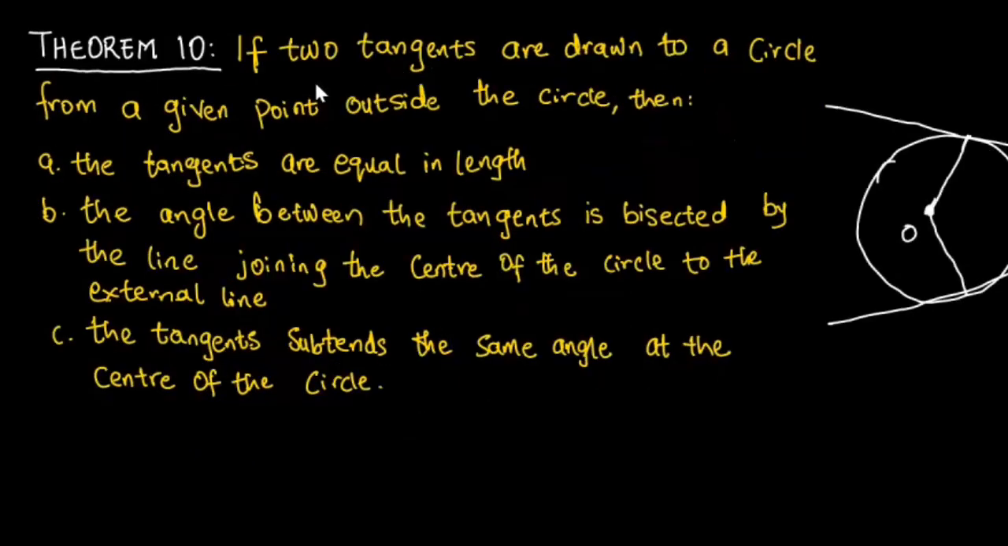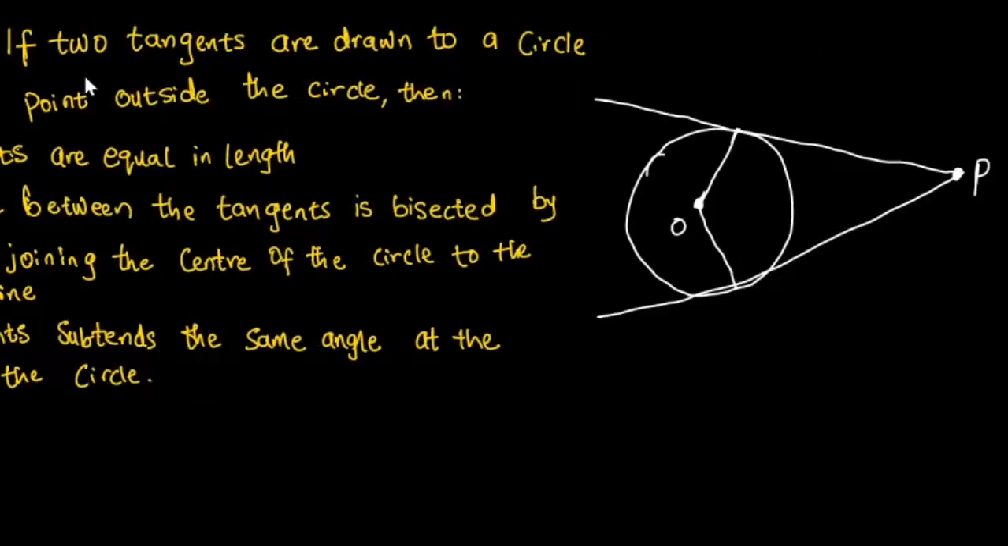So our last theorem, which is theorem 10 in this video series, says that if two tangents are drawn to a circle from a given point, we'll begin by using our diagram because it's a very lengthy theorem. So we have two tangents drawn from a common point. This is our common point P. Let's say this tangent is AP and this one is BP. Both of them are drawn from a common point, which is this point outside.